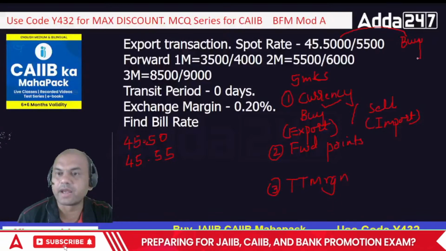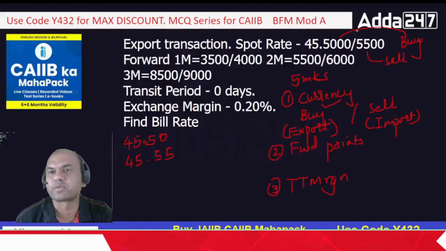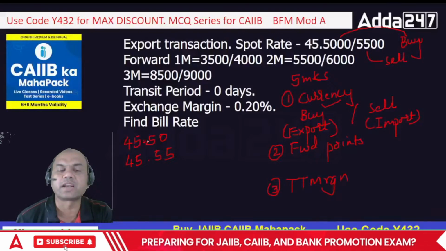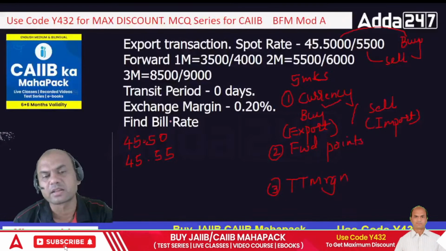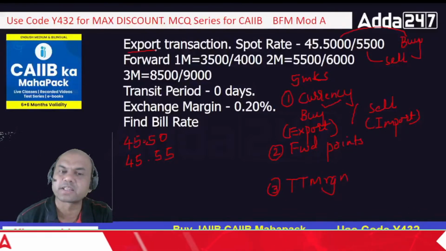Okay, and this right is always for sell. Always remember this. Left side is always for buy and right side is always for sell. Got it? So the rate is what? 45.50 or 45.55. But which one will I take now? Because it is an export transaction. Export means, what did I say?